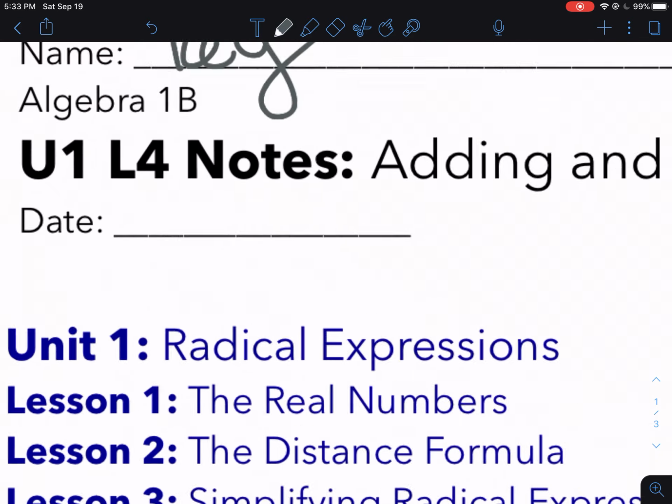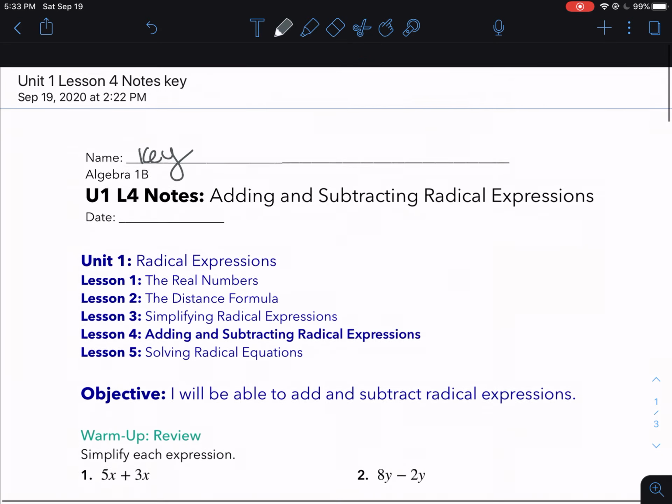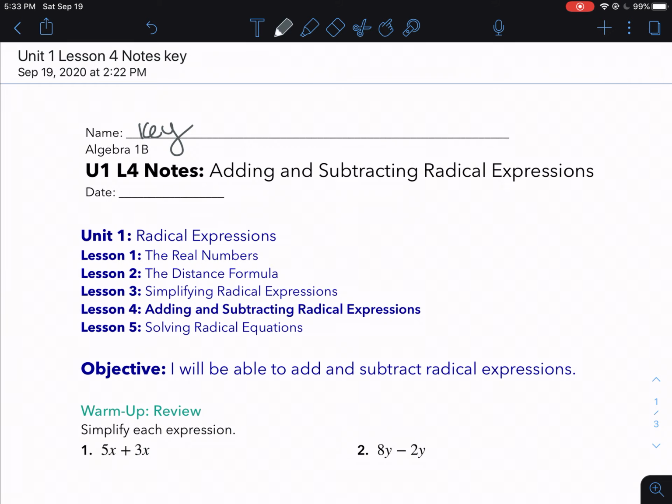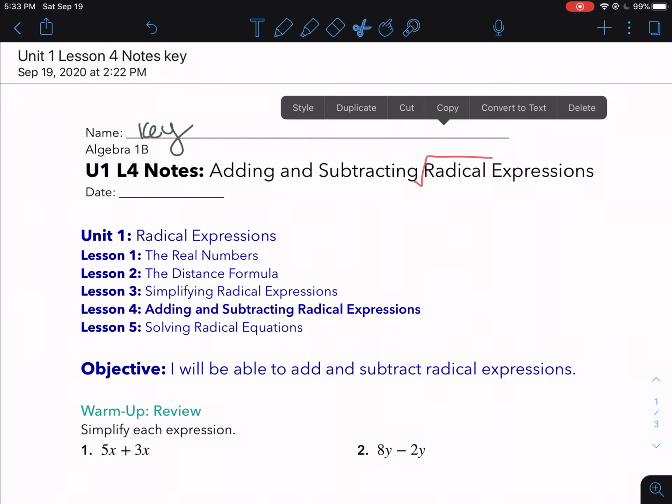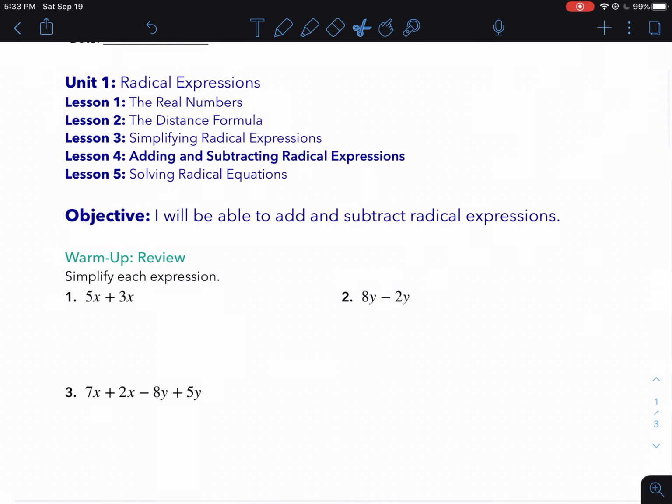Hey guys, welcome to your Unit 1, Lesson 4 Notes, Adding and Subtracting Radical Expressions. Remember that a radical expression is something with a radical symbol in it. So, today you will be able to add and subtract radical expressions. Let's do a quick review with addition and subtraction before we go on.